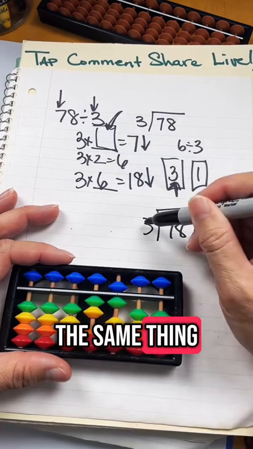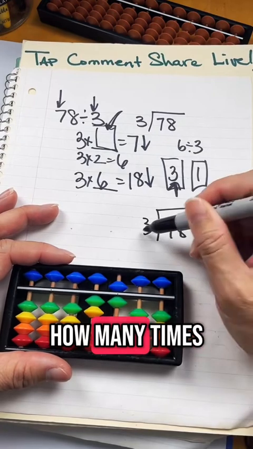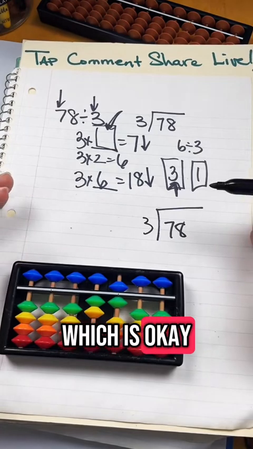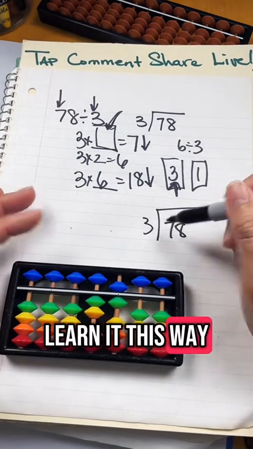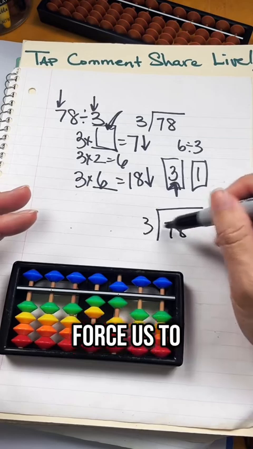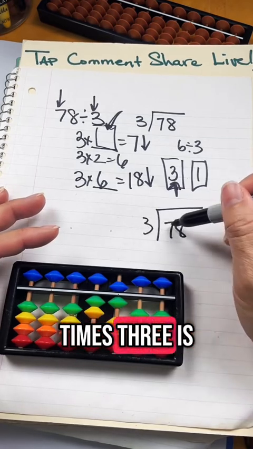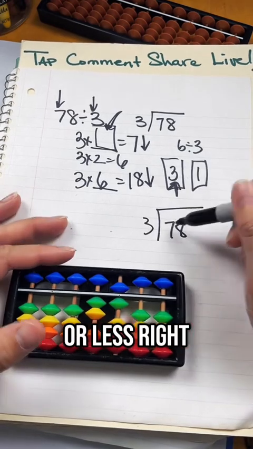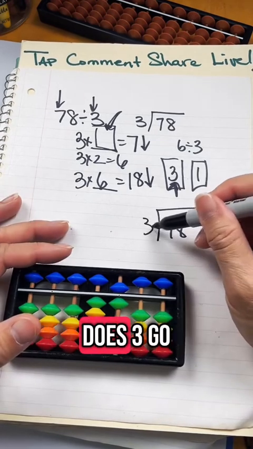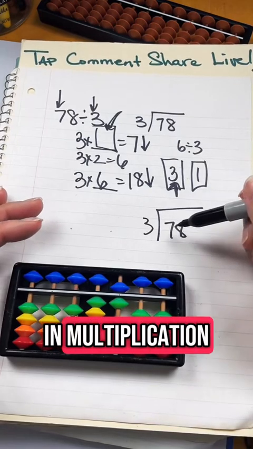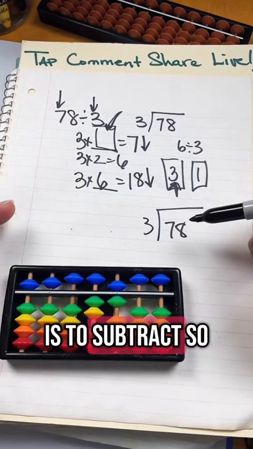It's the same thing as asking how many times does 3 go into 7? Which is okay, but we don't learn it this way, so I don't know why they force us to remember it. It's easier to say, well, what times 3 is equal to 7 or less, right? Instead of saying how many times does 3 go into 7? Because we don't think in division. We actually think in multiplication. It's easier to add than it is to subtract.